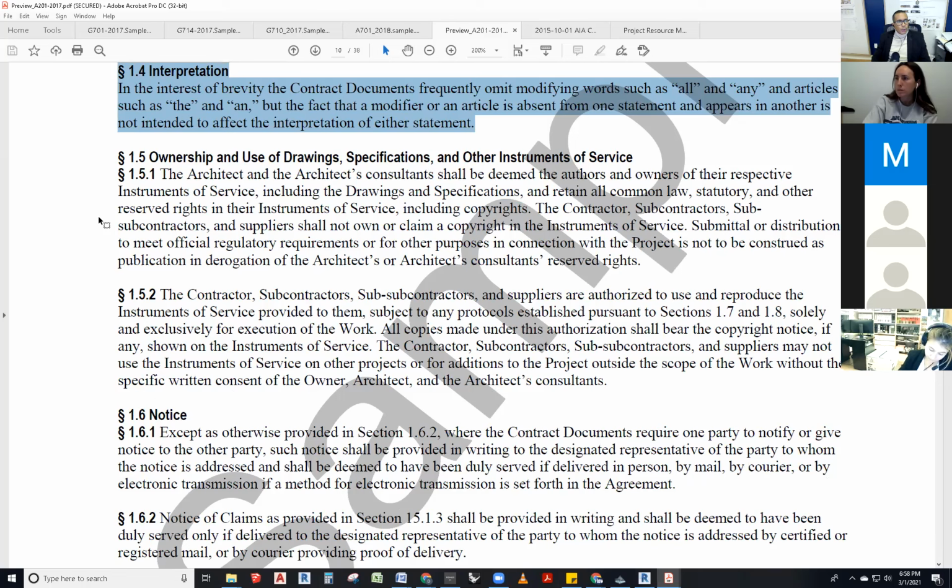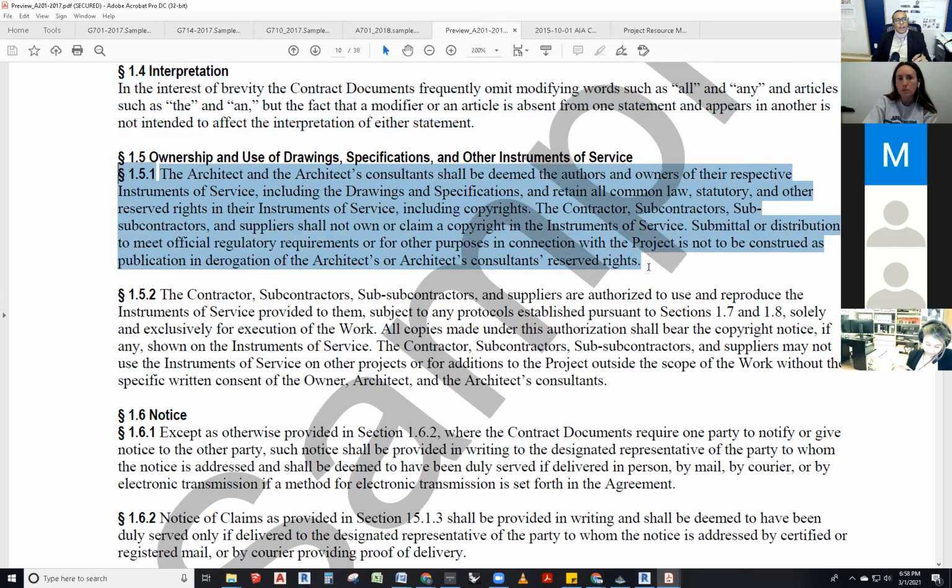1.5, ownership and use of drawings, specifications and other instruments of service. You guys know the answer to this. Who is the owner of the instruments of service? The architect. Or? The owner has one copyright to those. The architect owns it. Who else owns instruments of service? Consultants. That's right. The ones that prepare it own it, and they grant a limited license to others.